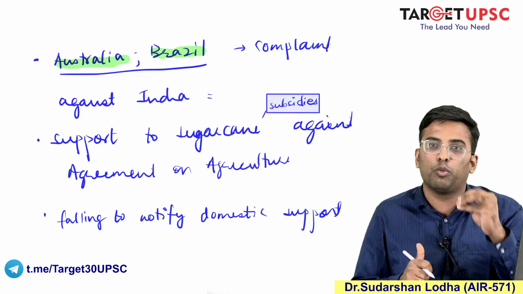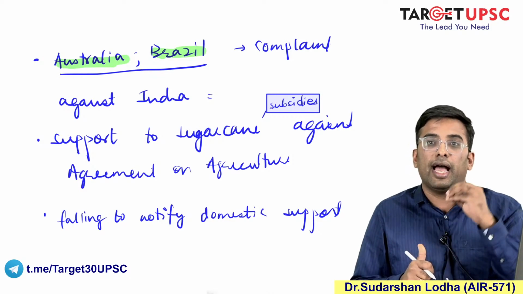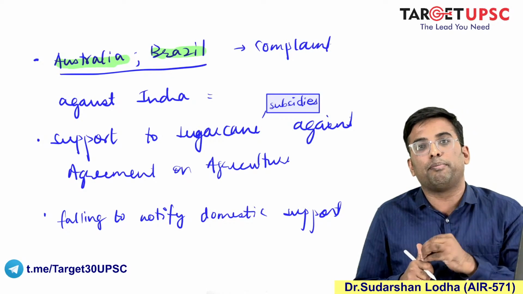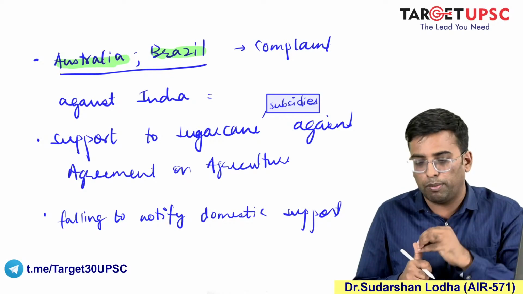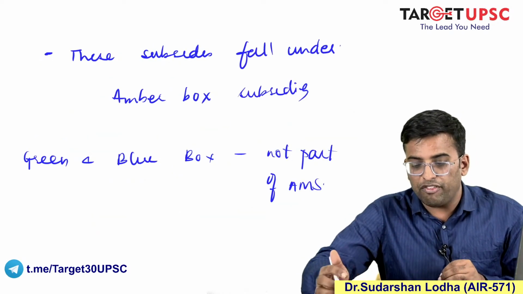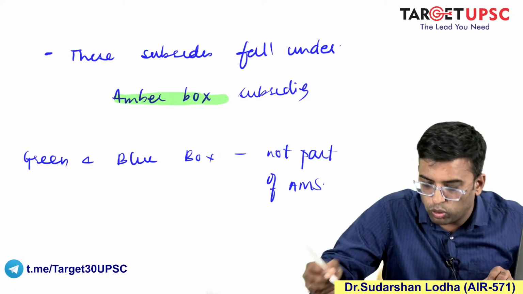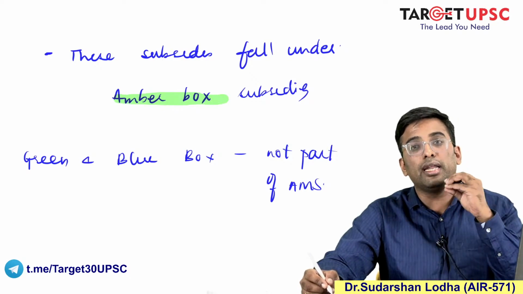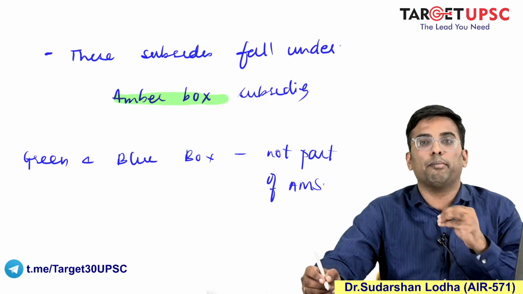It said कि जो भी डोमेस्टिक सपोर्ट देता है, it has to be notified to WTO, and India did not notify that FRP subsidies given to the farmer to WTO, because these subsidies fall under which box? Amber box. तो ये जो सब्सिडी है which are price distorting subsidies are amber box, and every country has to limit this amber box subsidies.